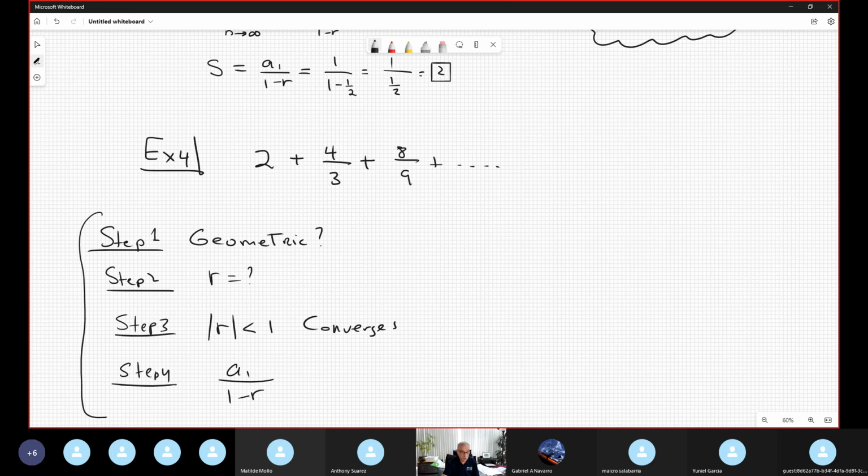Okay, let's do it. You divide 4 over 3 divided by 2. This divided by this is 4 over 3 times 1/2. Simplification, a little bit, is 2/3. 2/3 is the common ratio.